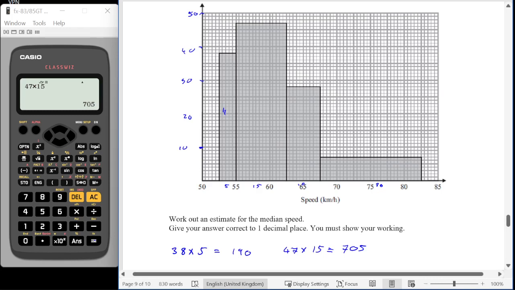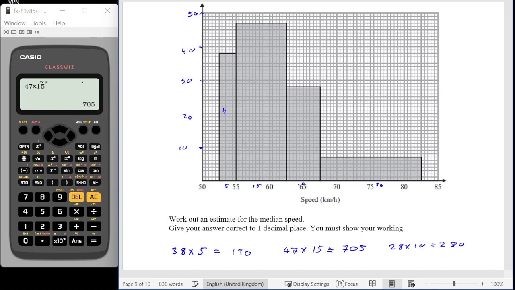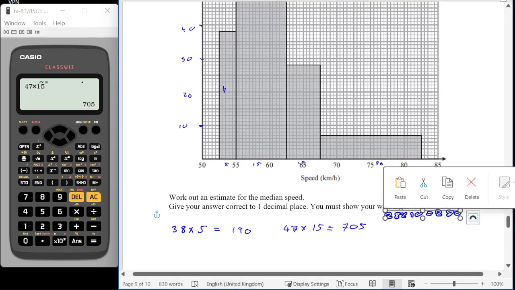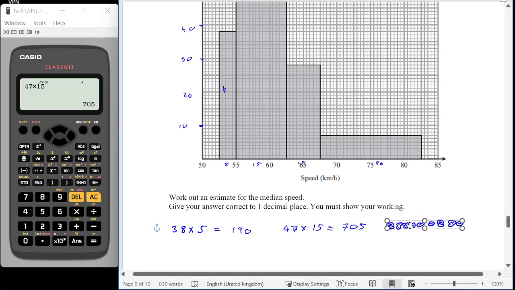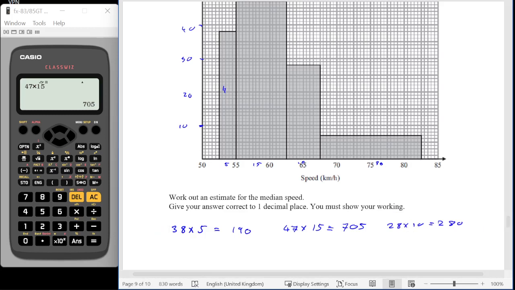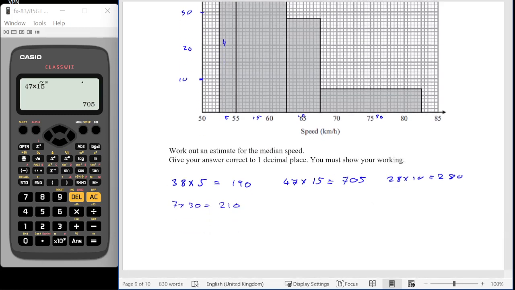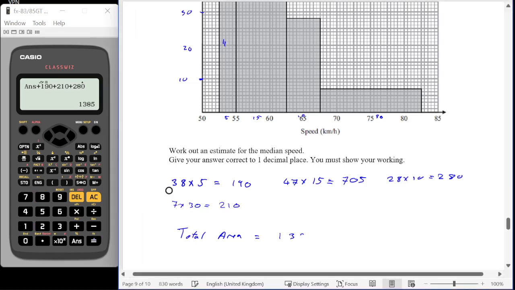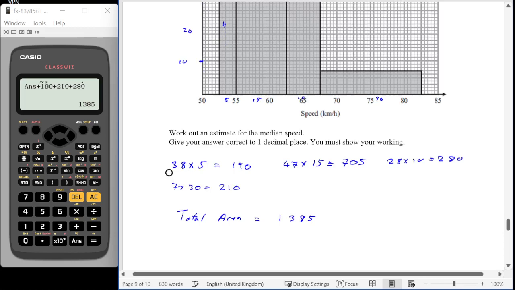My next block is going to be 28 times 10, so that's going to be 280. And then my final block is 7 times 30, which is going to be 210. So my total area is going to be equal to adding those all together: 705, 190 plus 210 plus 280, so we've got 1,385.